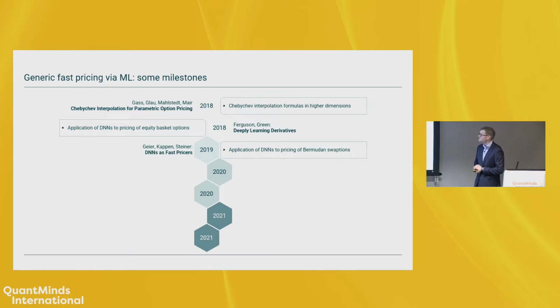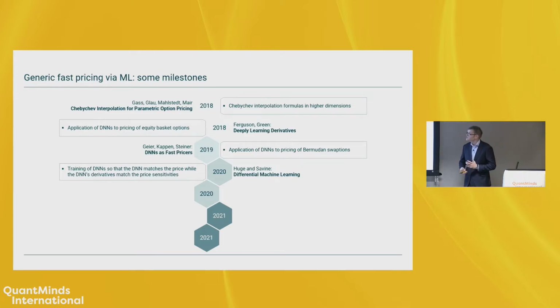So in 2019, my friend and former colleague Sascha Geier and I, and also Arthur Steiner from Define, applied DNNs to pricing of Bermuda swaptions, which will also be the main theme of this talk. Huge and Savine contributed to the topic in 2020 by telling us that, if we want to be able to use sensitivities of DNNs, we'd better train those to the sensitivities of the reference price that we want to approximate. Which is obviously a reasonable thing to do if those sensitivities are available.